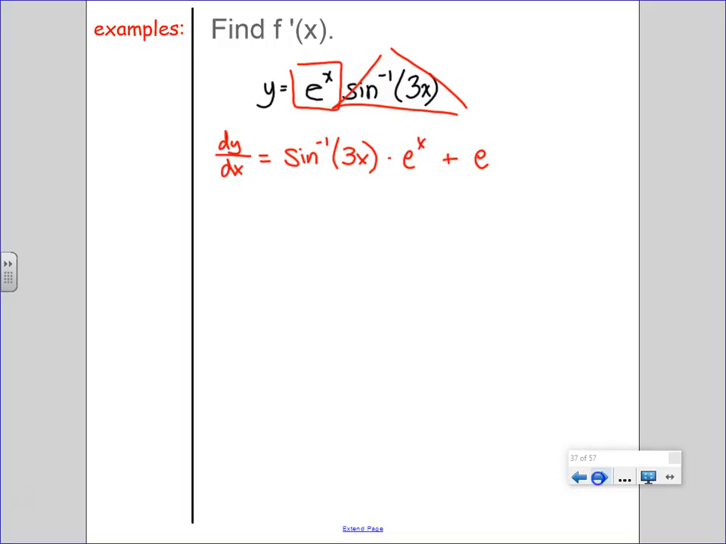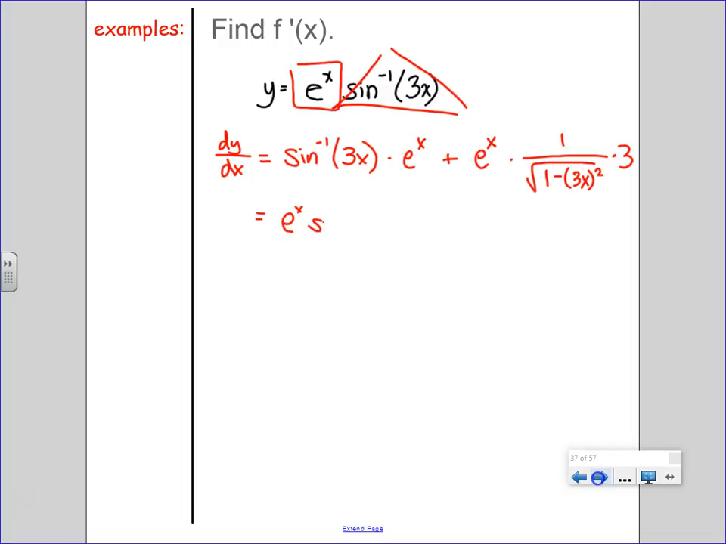Plus, first, e to the x times, okay, formula. Derivative is 1 over square root of 1 minus u squared times u prime, which is 3. And you guys know in multiple choice there's going to be an answer that does not have the times 3. And so we have to be super careful.